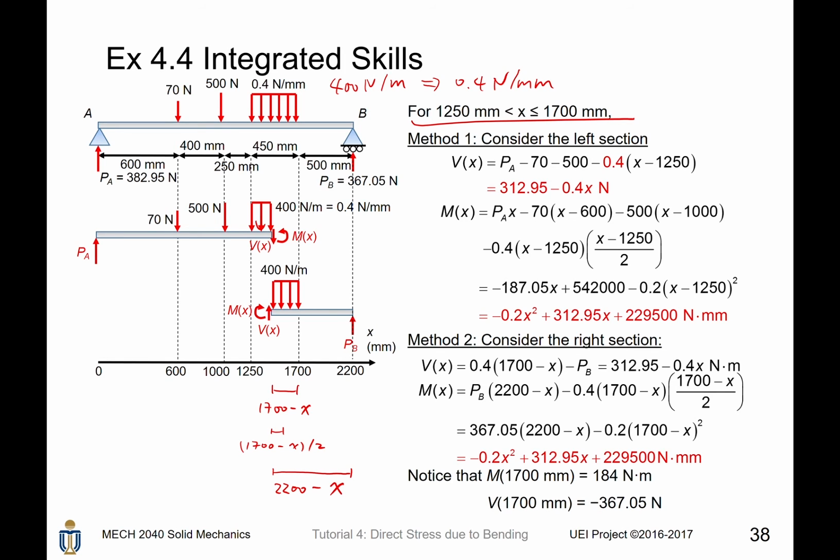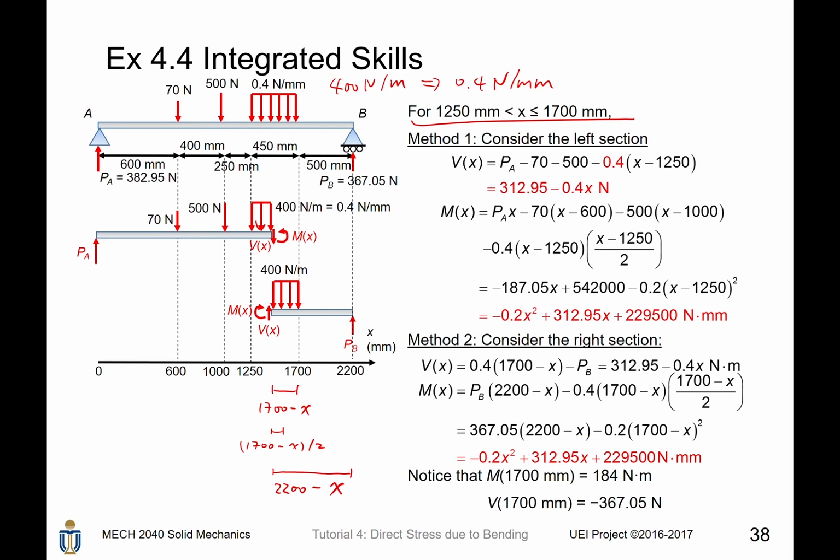Therefore, by combining all this information, we can find the shear force and the moment equation by using the right section. So for the shear force, it is just the distributed load minus PB, which is 312.95 minus 0.4x. The result is exactly the same as method 1. Similarly, for the moment, we also adopt the right section to compute it, and we expand this result. And this result is exactly the same as what we found by considering the left section. As you can see, considering the right section can simplify the problem a lot.